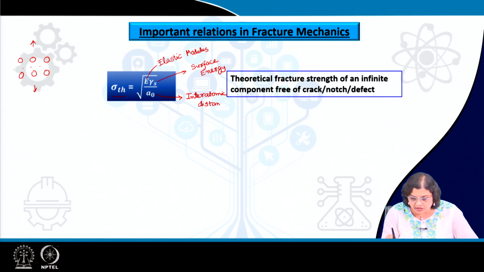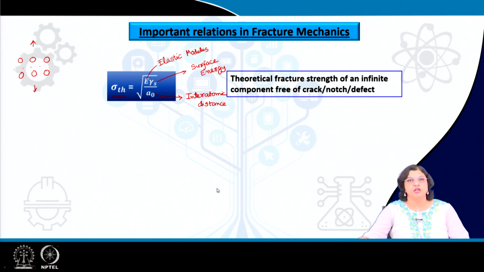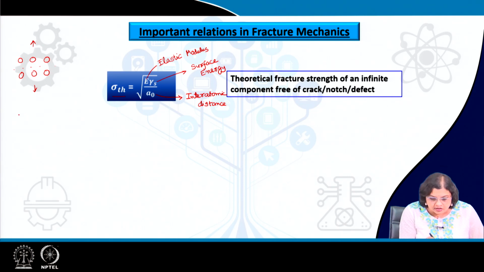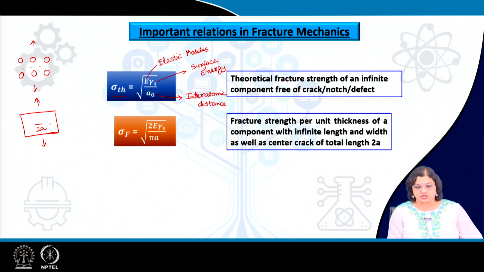So, typically the theoretical fracture strength of a material is related to the square root of E gamma S by A0, and in case there is a defect in a material, as we know that all the materials or components are supposed to have inherent defects in them, in that case Griffith tried to find out the fracture strength of a material in case of an infinitely long and wide component having a center crack of total length 2a, and the fracture strength in such case is related to the square root of 2 E gamma S by pi a, where a is the new term here, different from what we have seen for the case of theoretical fracture strength, and this a represents half crack length.